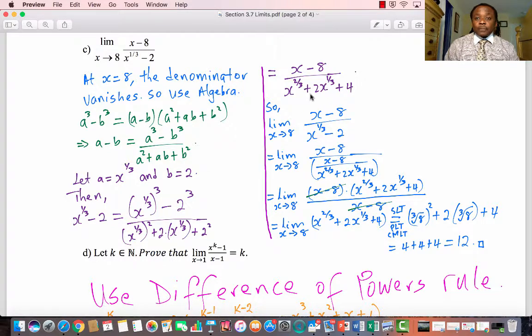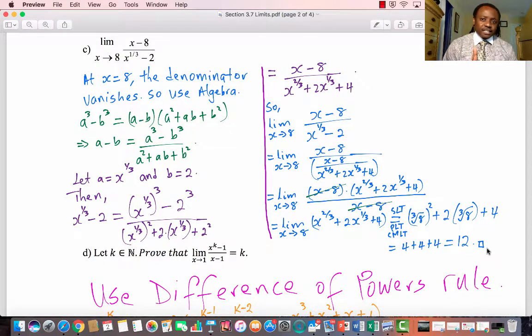So we go ahead and substitute our newly found expression for x to the 1/3 minus 2 into our limit, and that gives us the limit as x approaches 8 of x minus 8 divided by x to the 1/3 minus 2 being equal to the limit as x approaches 8 of x minus 8 divided by our newly found expression. And very clearly you can see here that x minus 8 and x minus 8 would cancel out, and we're left with x to the 2/3 plus 2x to the 1/3 plus 4. As x approaches 8, that leads to 4 plus 4 plus 4 equals 12, and that is our answer.